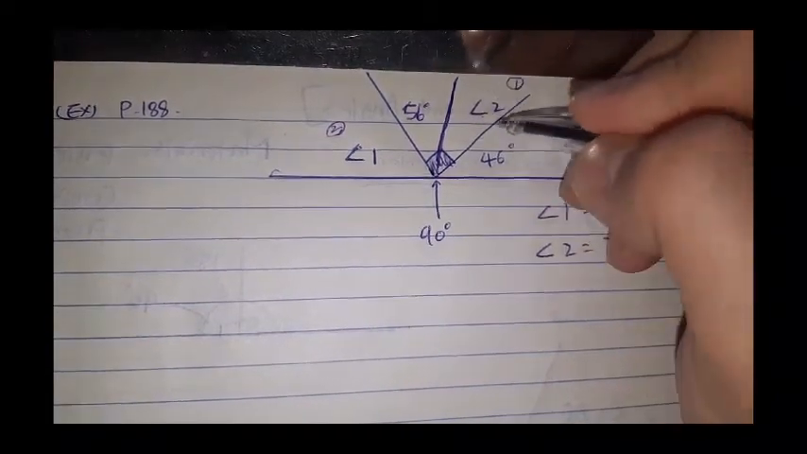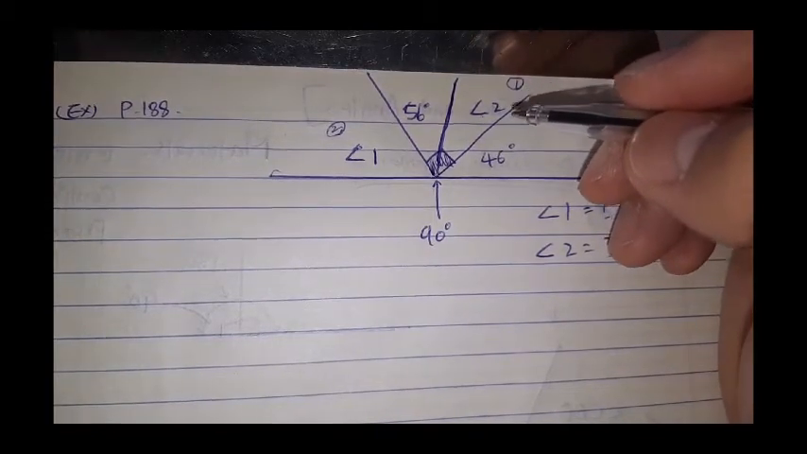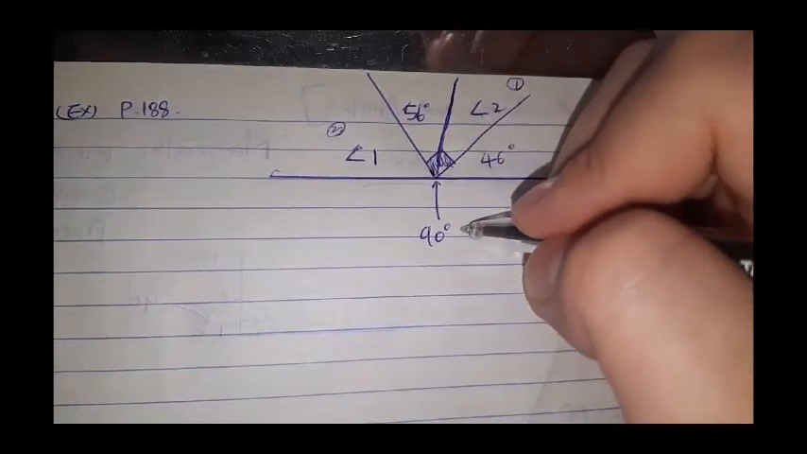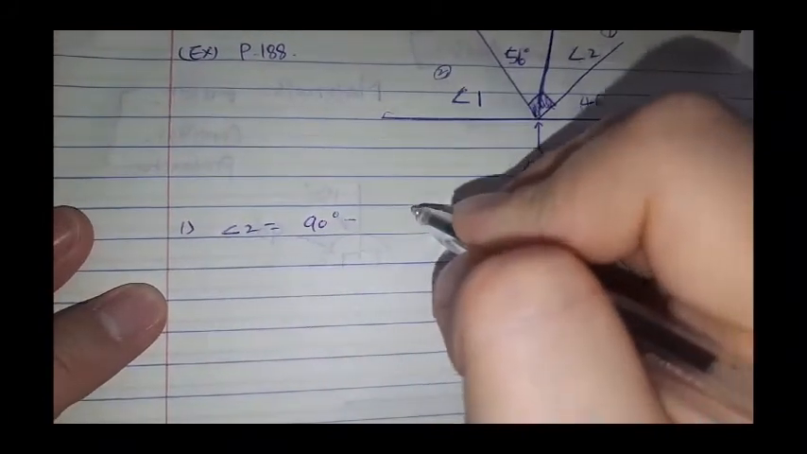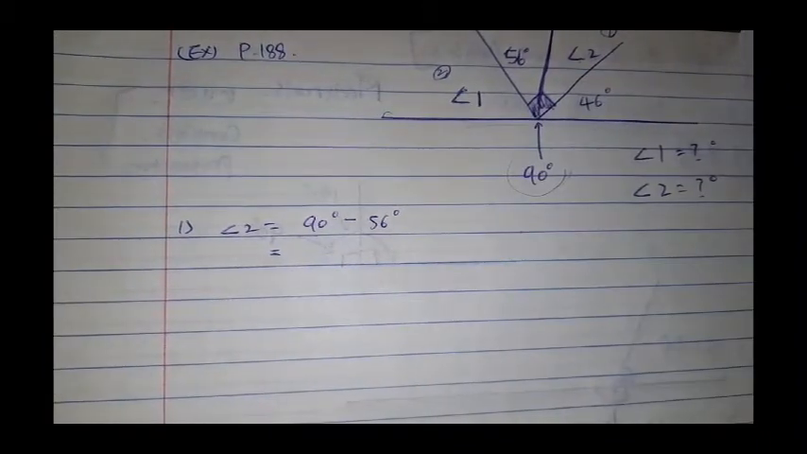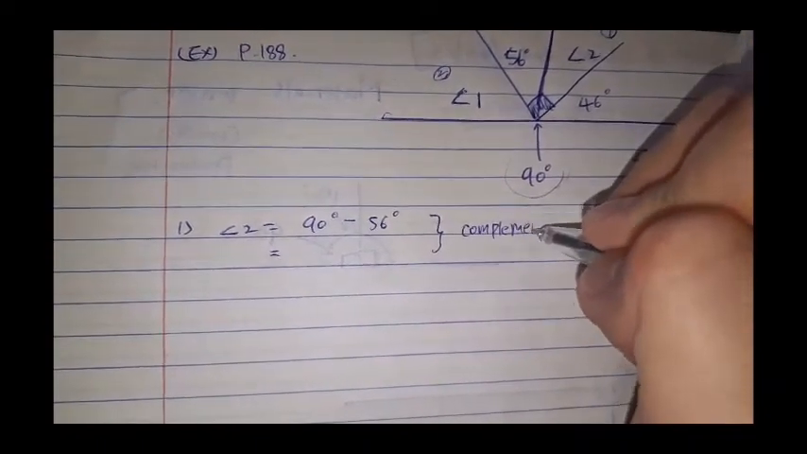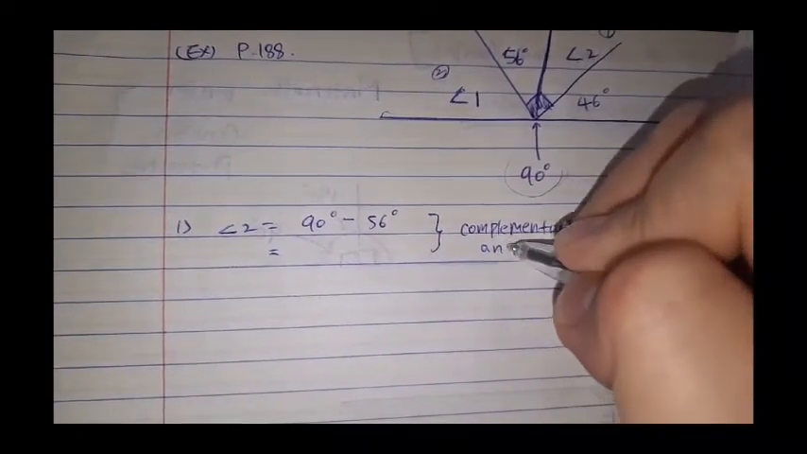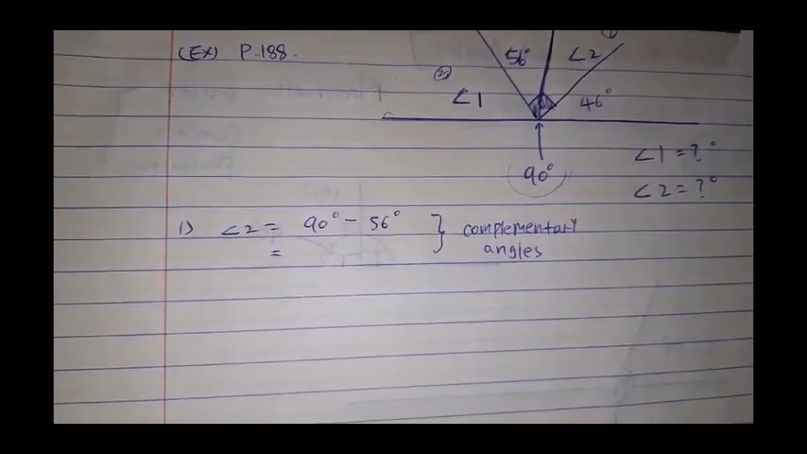First thing first, the reason that I choose angle number 2 as a first step is because I can simply subtract 56 from 90 to find out angle number 2. Angle number 2 can be found by doing 90 minus the given angle, 56, because they are complementary angles, which is a fancy way of saying they add up to 90. That's why I can use that.